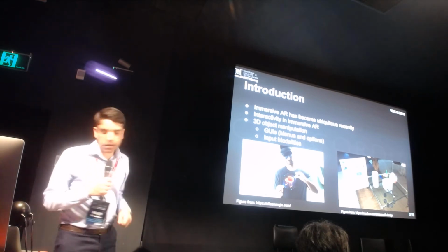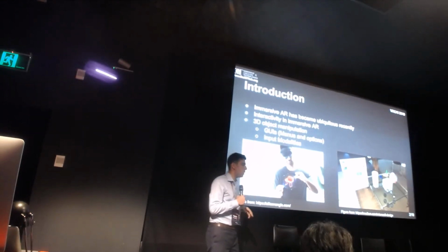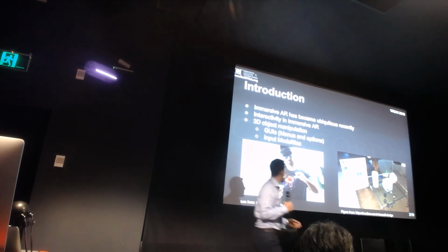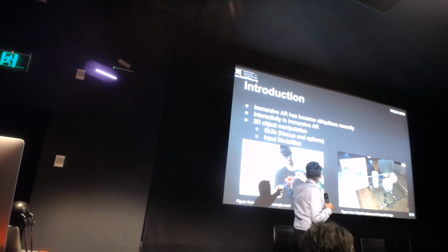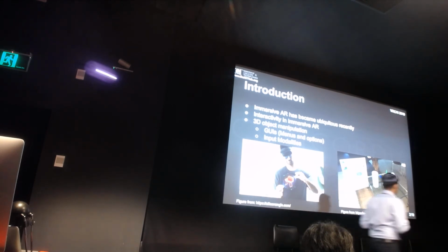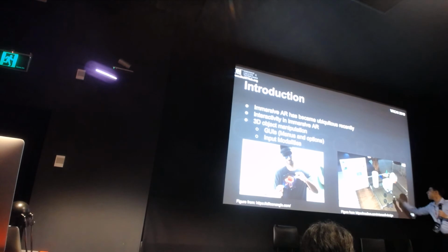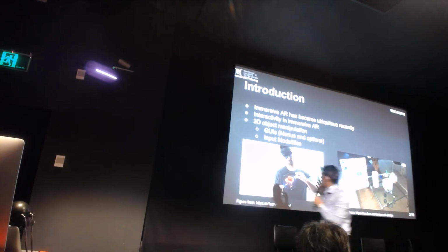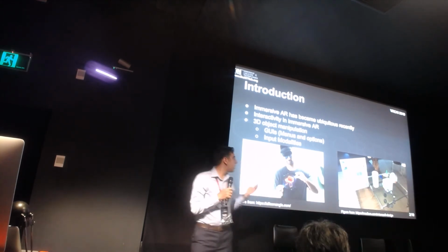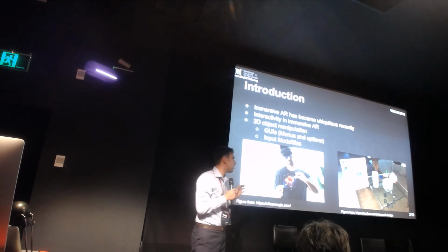To this end, the users need two things. The first is the GUI, graphical user interfaces, and the second is the input modality. The GUI is, for example, a cube around the game object, or a radial menu here, or these gimbals. And the input modalities are hand gesture, gaze, head pointing, or others.